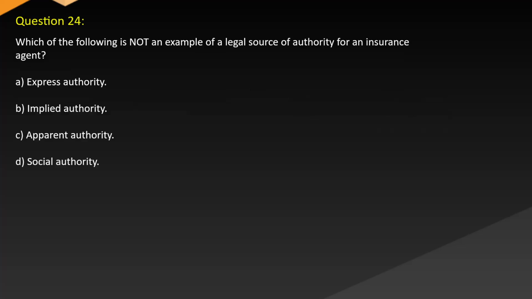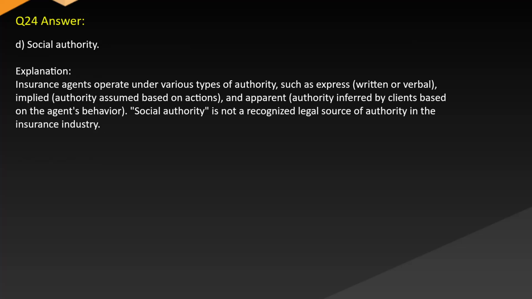Question 24. Which of the following is not an example of a legal source of authority for an insurance agent? A. Express authority. B. Implied authority. C. Apparent authority. D. Social authority. Answer: D. Social authority. Explanation: insurance agents operate under various types of authority, such as express, written or verbal, implied, authority assumed based on actions, and apparent authority inferred by clients based on the agent's behavior. Social authority is not a recognized legal source of authority in the insurance industry.